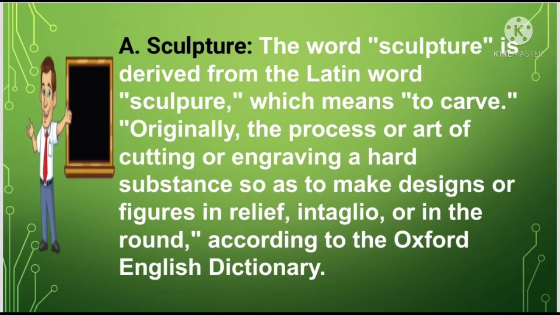Okay. Sculpture. The word sculpture is derived from the Latin word sculpere, which means to carve. Originally, the process or art of cutting or engraving a hard substance so as to make designs or figures in relief, intaglio, or in the round, according to the Oxford English Dictionary.